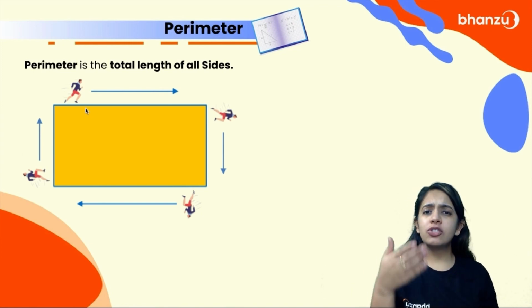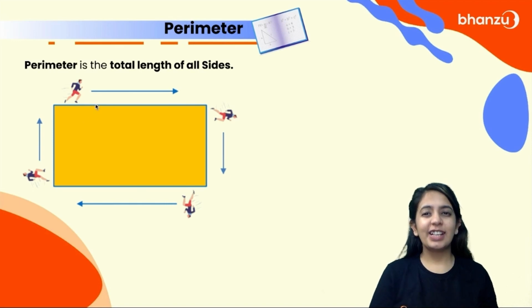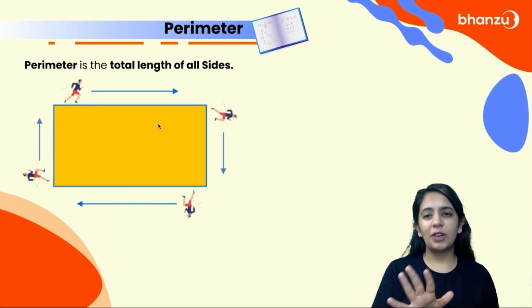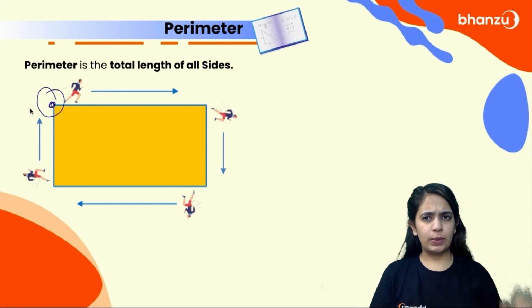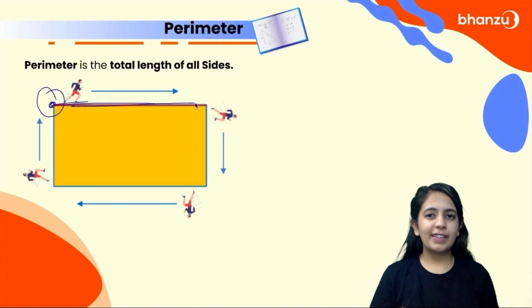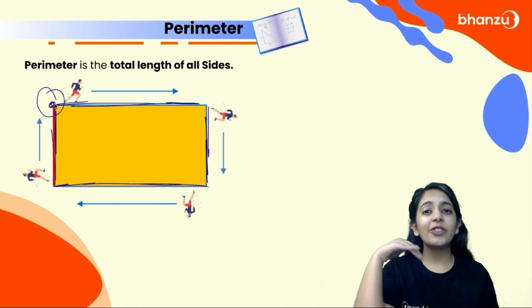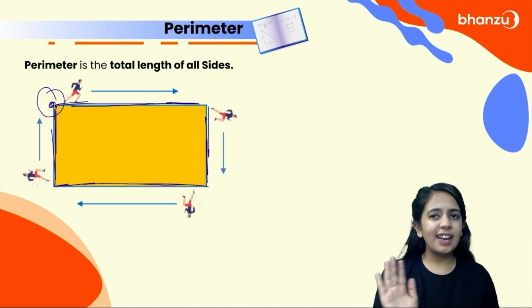For example, the shape given over here is a rectangle. In order to find its perimeter, we have to find out the total length of all of its sides. And how to do so? So pick up one corner point. Let's pick this one. And let's start traveling its boundary. So this is one side, this is two sides, three sides we have taken here, and here we have taken the fourth side, and we have reached the point from where we started.